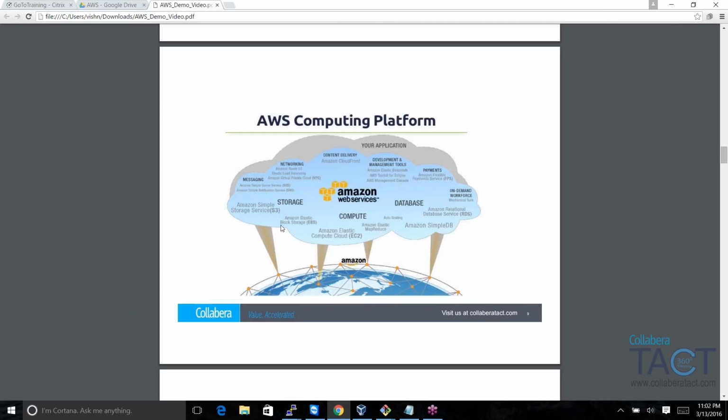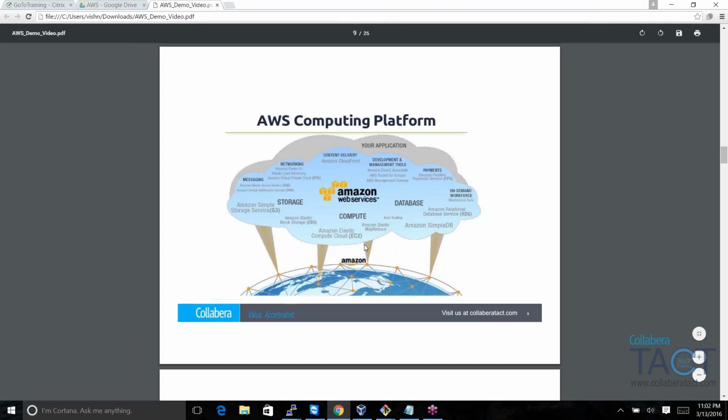Easy to manage. All of AWS is easy to manage. You just have one console. It's like one pane of glass through which you can manage all the AWS resources. Then high productivity. For a normal business, if you don't have to invest much time in IT and you just want to focus on your business, there's high productivity.